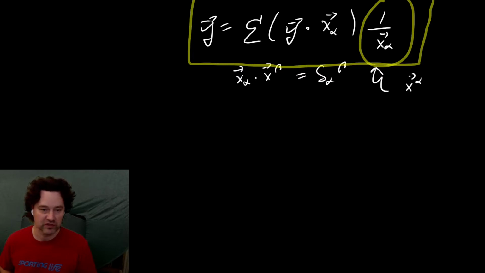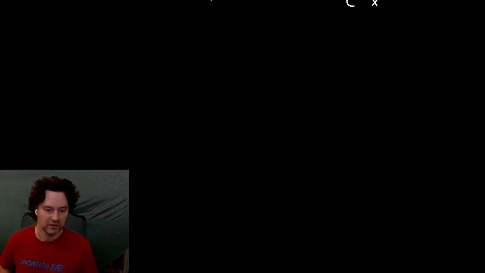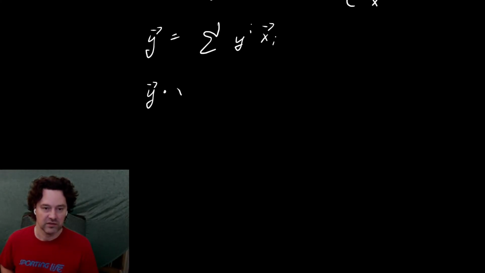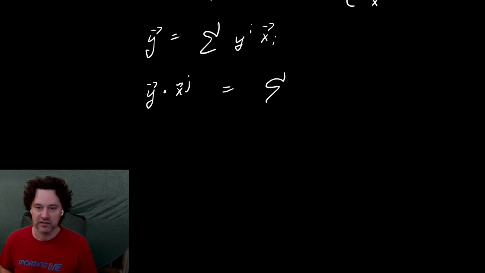So let's see why that works. Suppose y is some sum of y^i x_i, where the x_i are our basis vectors. Now let's dot this with x^j. So what do we get? We get y^i, x_i dotted with x^j.